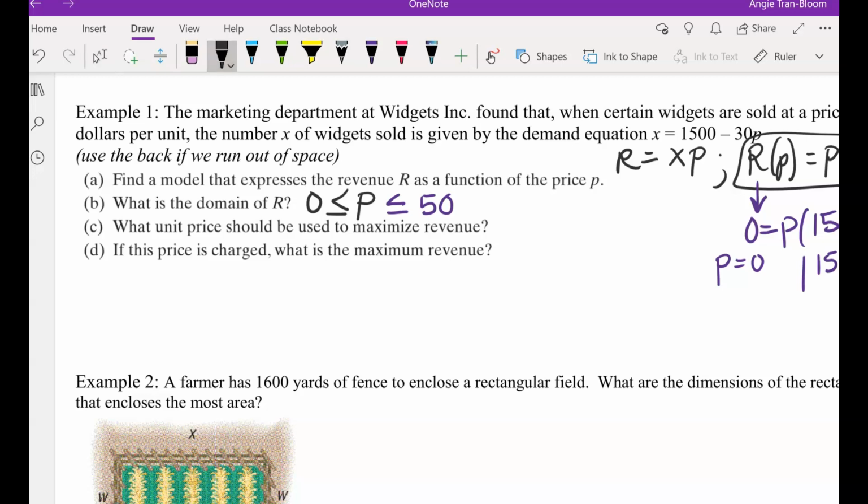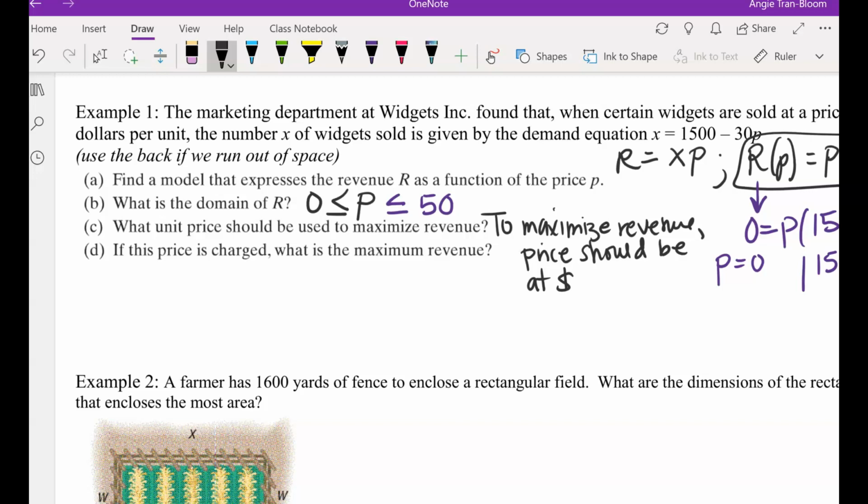So for this one, as you can see, I'm not asking you to give me a sketch of the graph, but you can use your calculator. It says, what unit price should be used to maximize the revenue? So what do we do from the calculator? Find the max, okay? Then it will give you P, and P equals what? $25, okay? So to maximize revenue, price should be at $25.